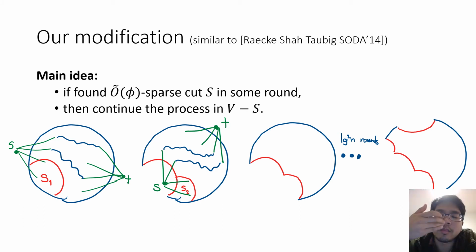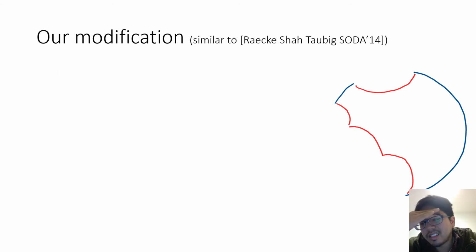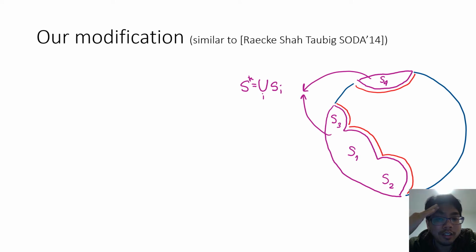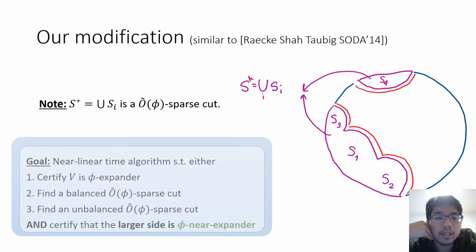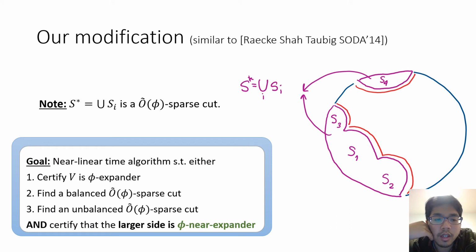So at the end you get some graph. Let me denote S star as all the parts that you removed throughout each round. So S star is also an almost phi sparse cut. Why? Because the union of almost phi sparse cuts is an almost phi sparse cut as well. This is easy to see. Now, given this, I claim that we are done with step 1.